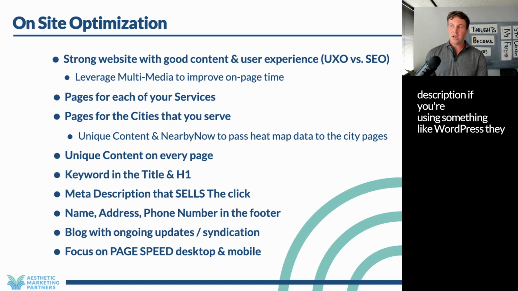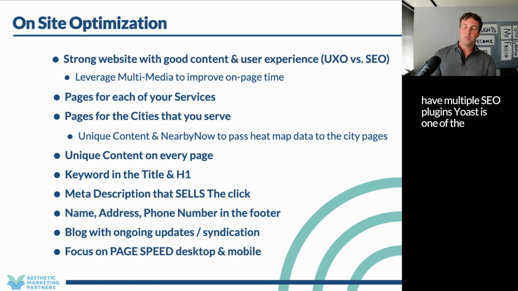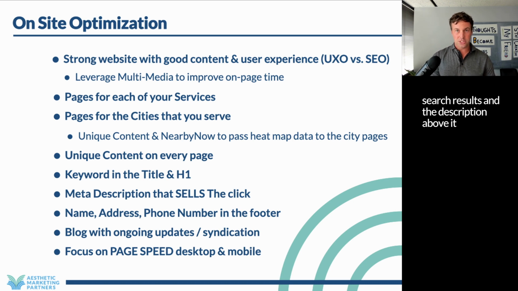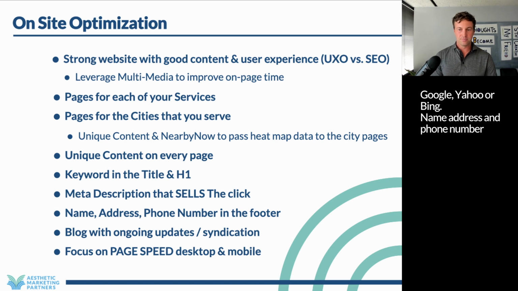The meta description: if you're using something like WordPress, they have multiple SEO plugins. Yoast is one of the really common ones, and in Yoast you can go into each page of your site and actually edit the meta description and title itself right there. And that meta description and title is not something that your customers will see on your website. It's something that your customers will see in the Google or Bing or Yahoo search result itself. So it's the title of that page in the search results and the description above it. Spend some time writing it in a way that draws attention on the actual search page in Google, Yahoo, or Bing.